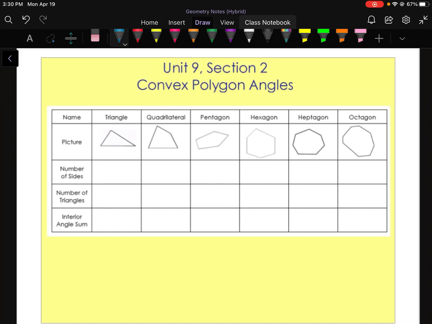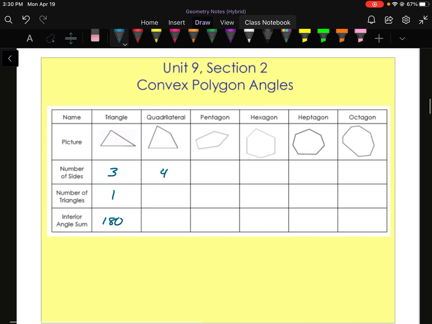All right, Unit 9, Section 2, Convex Polygon Angles. So we're going to go through and fill out this table here really quickly. So we have a triangle. There are 3 sides, and there is one triangle in a triangle. If you add up all the interior angles, you get 180 degrees.